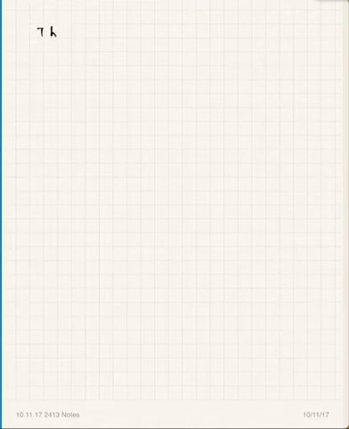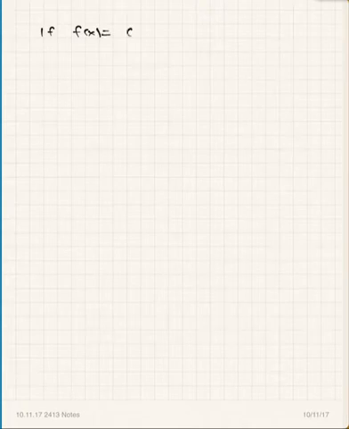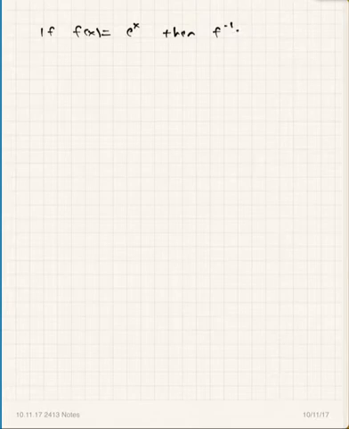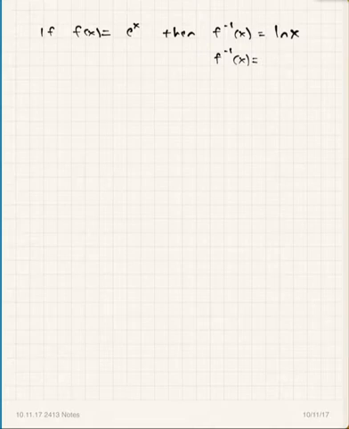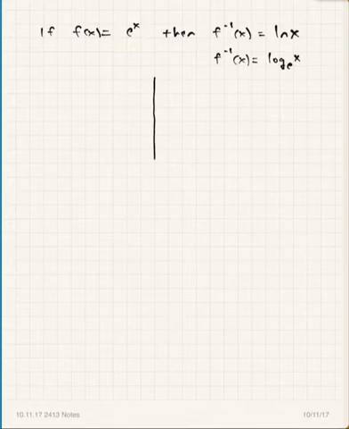let's see, if f of x is equal to e to the x, then the inverse for this function is the natural log function. f of x equals natural log x. And remember that natural log x is simply an abbreviation for logarithm base e of x. And this is the inverse of the exponential function e to the x, right?